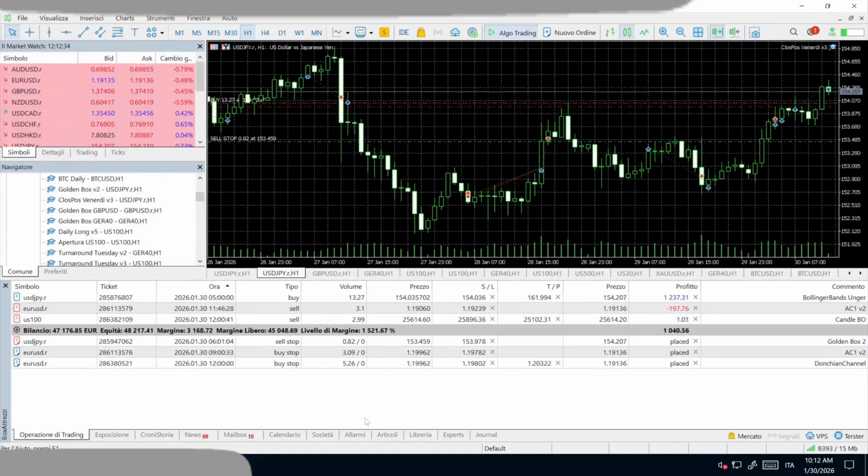So, let's start with the first thing. The first thing is the stop to zero. So let's analyze what happens when we move a stop to zero on the demo and on the real account.